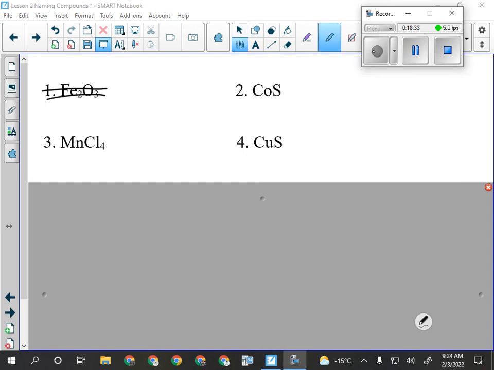All right, so for number 2, Co stands for cobalt, and S stands for sulfur. So this is going to be cobalt, something, sulfide. We're going to have a Roman numeral in there. Now, sulfur always has a charge of -2. There's only one sulfur and only one cobalt, so the charge on cobalt must be +2.